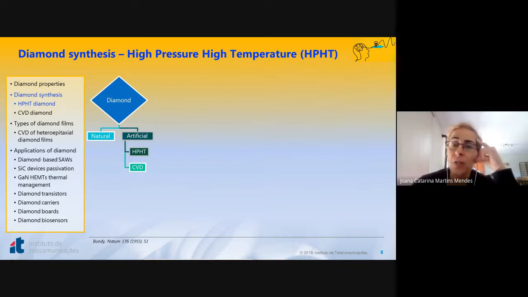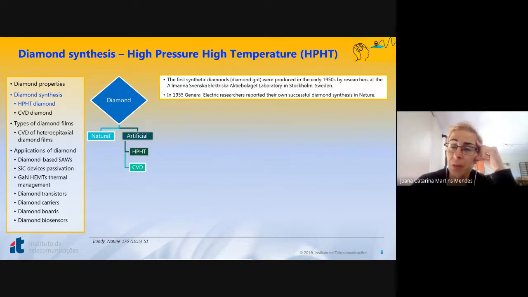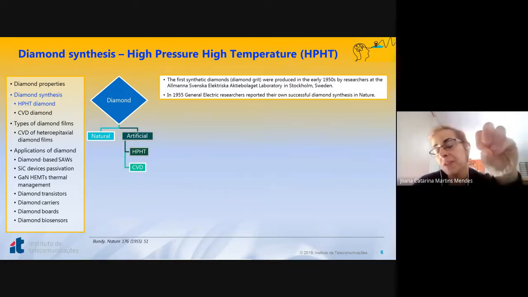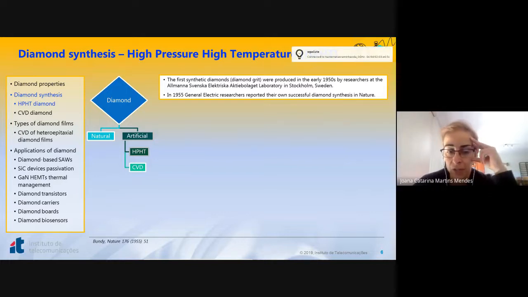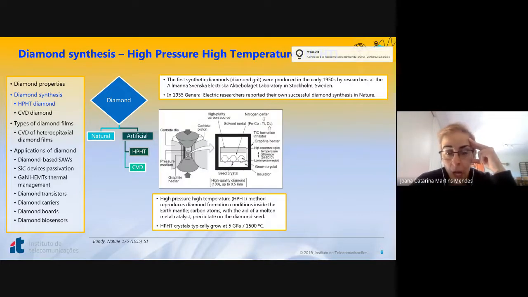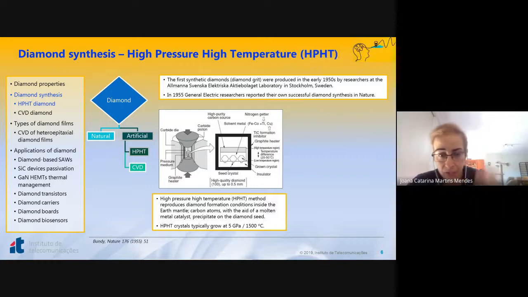Now, the high pressure, high temperature was the first method to be reported. So the first synthetic diamonds were produced in the early 1950s. And then later on, in 1955, GE researchers reported the successful growth of diamond in nature. And usually this is the typical reference that you find. It's 1955 Nature paper by Bundy. And an HPHT system simply tries to reproduce the formation of diamond inside the earth mantle, okay?